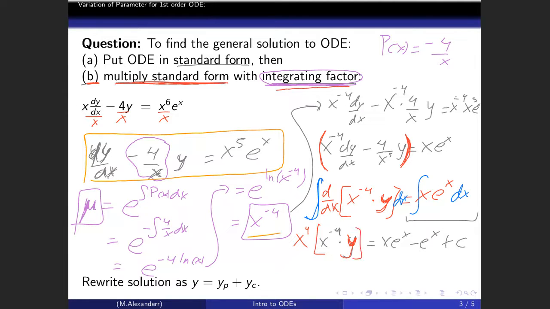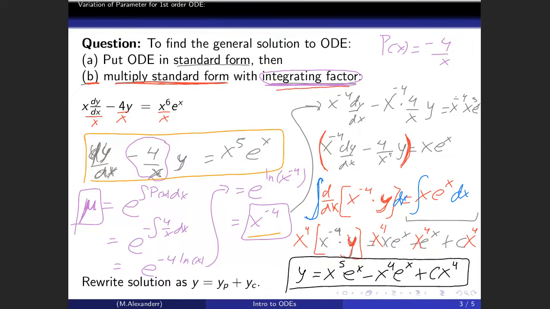So multiply that by x to the +4, x to the +4, x to the +4. So then the final equation that we get is y is equal to, and then this becomes x to the 5th power e to the x minus x to the 4th e to the x plus c x to the 4th. And that's the solution to the differential equation.